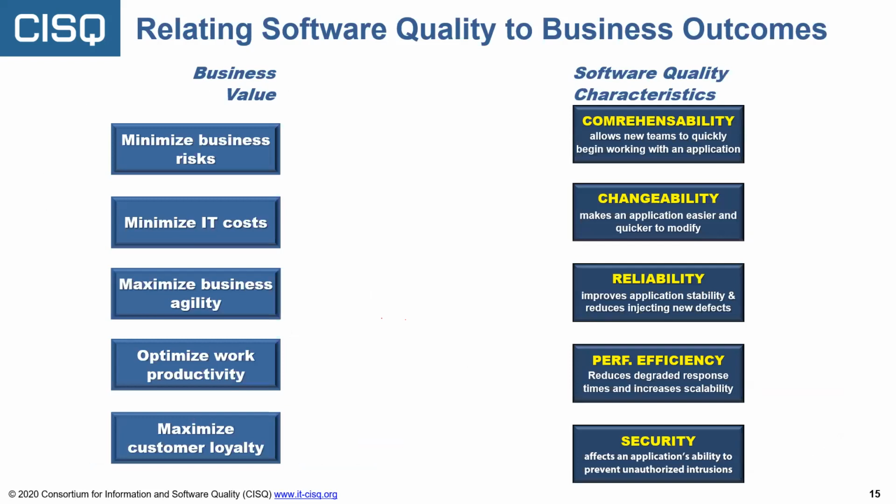So let's go think about the product itself here. There's a number of software quality characteristics. Here's some important ones: changeability, reliability, performance, efficiency, and security. And there's all these things the business wants, things that represent value to them.